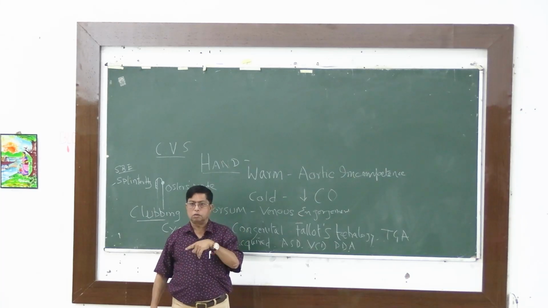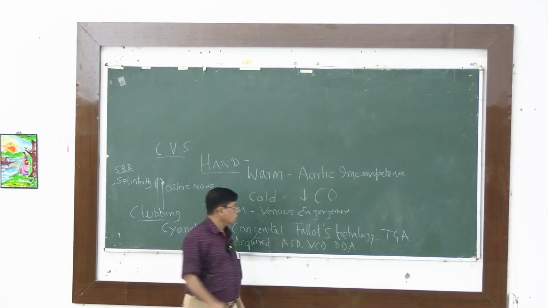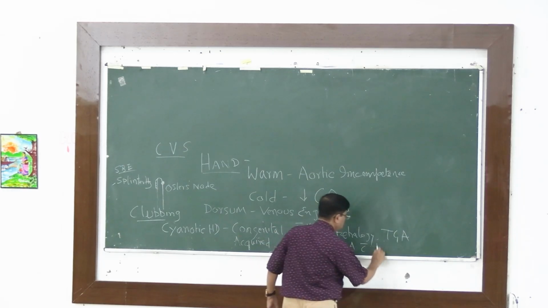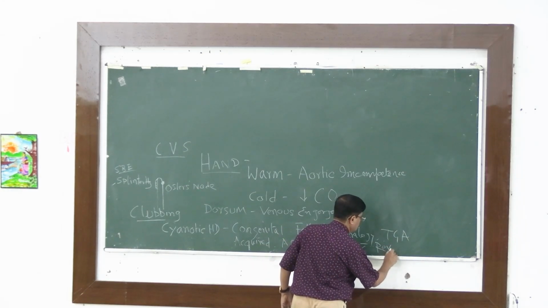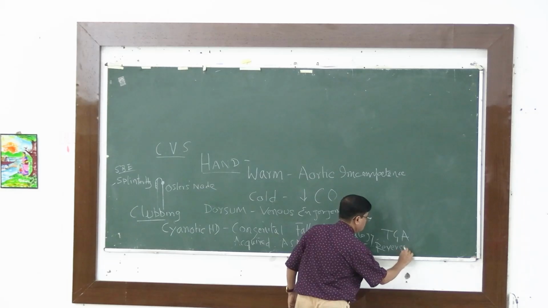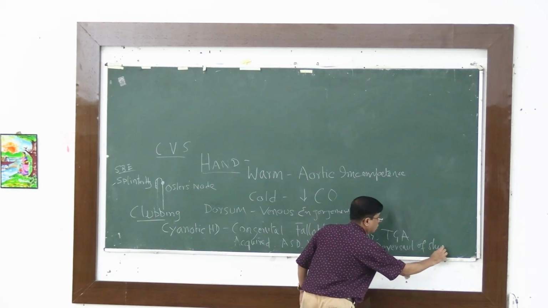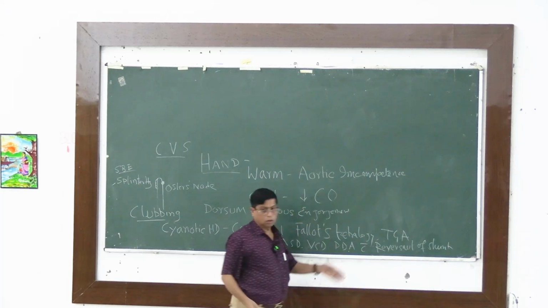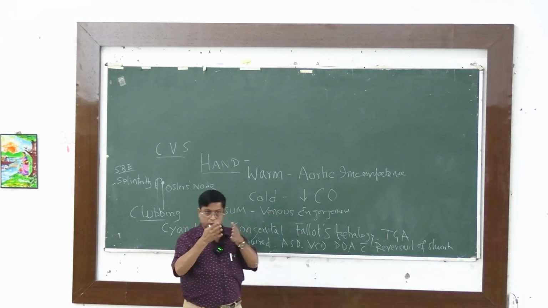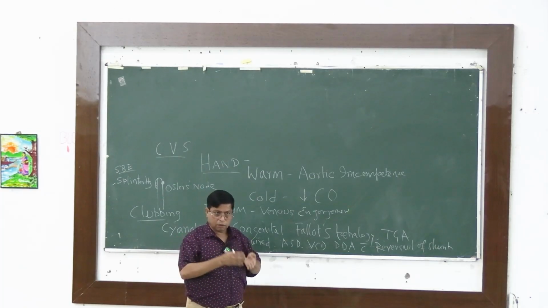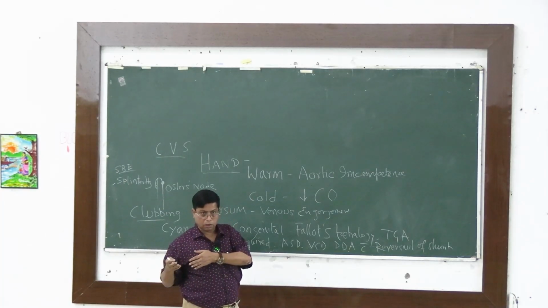unless there is a reverse shunt. So for ASD, VSD, you will have to add ASD, VSD with reversal of shunt. These are the shunts. If they get reversed, if the right atrial blood goes to the left atrium in ASD, or in case of VSD, the right ventricular blood goes to the left ventricle.